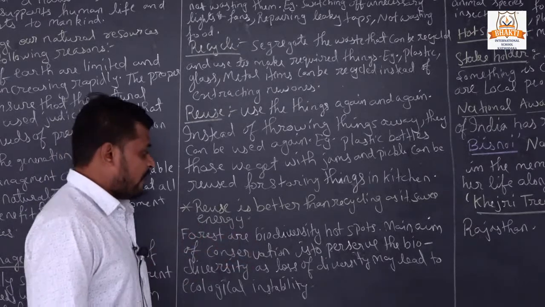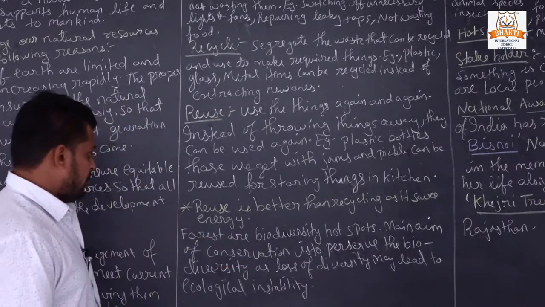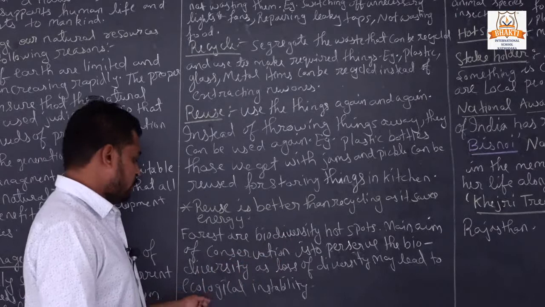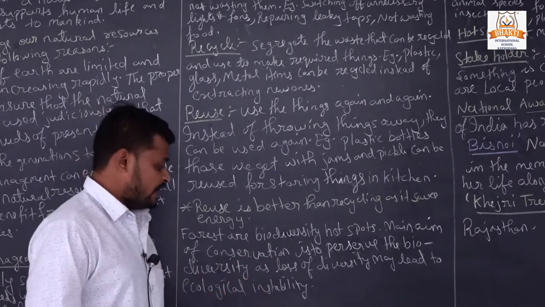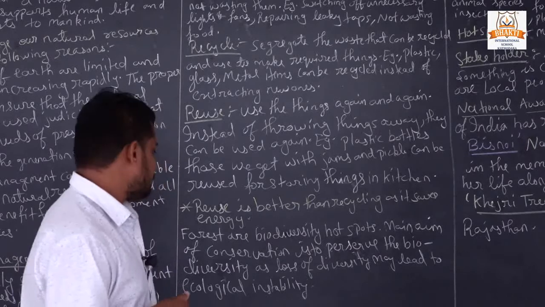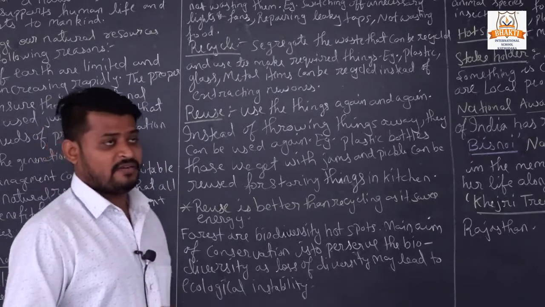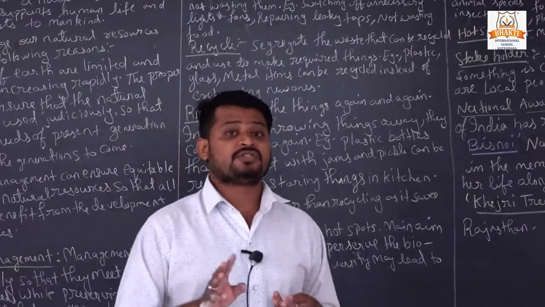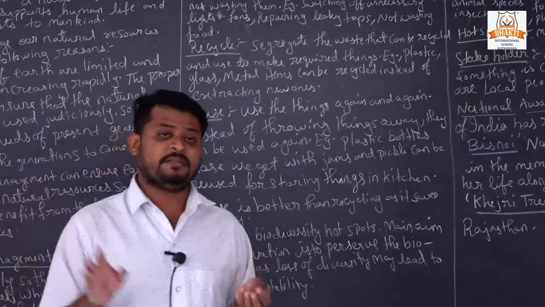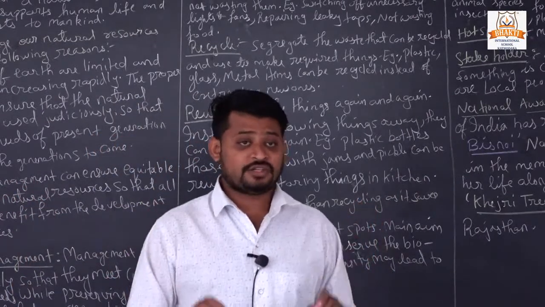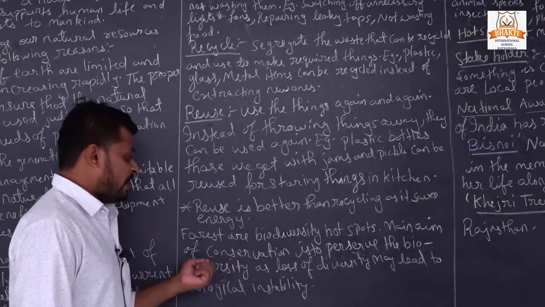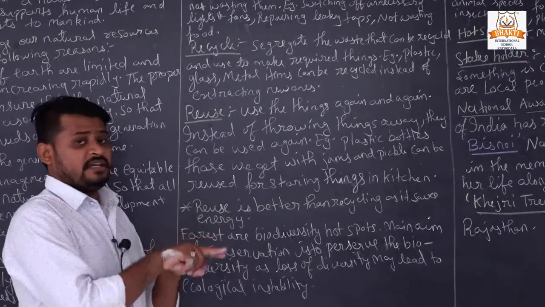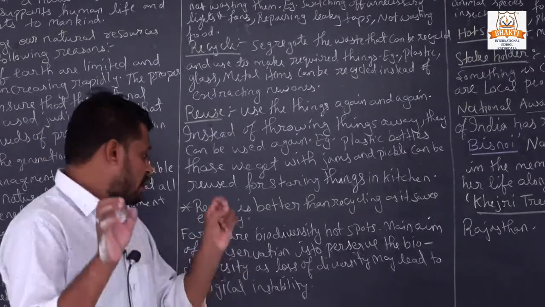Forests are biodiversity hotspots. The main aim of conservation is to preserve biodiversity, as loss of diversity may lead to ecological instability. The forest is biodiversity, meaning there are so many ecosystems in the forest, and so many plants and animals and human beings all depending on the forest. So we have to preserve the biodiversity. If the forest loses its diversity, then it may lead to ecological instability.